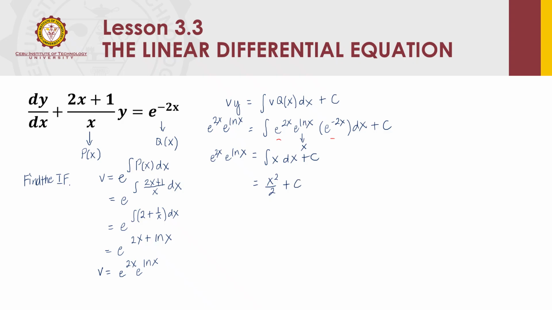Then on the left it's e to the 2x times e to the ln x, which is x e to the 2x. Multiplying the whole equation by 2, that's 2x e to the 2x. And if we transfer x squared to the other side, it's minus x squared, and the right side is c. So this is the general solution to the given linear differential equation.